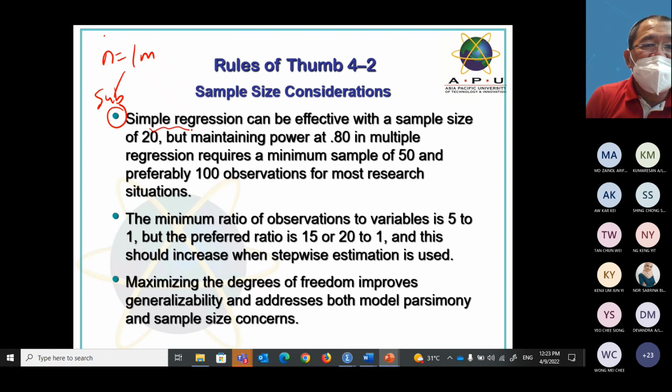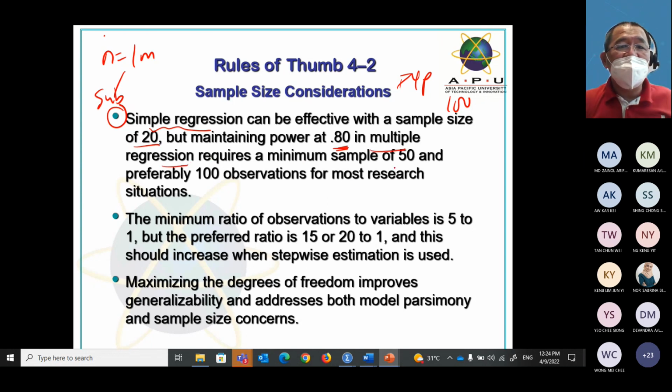Simple regression can be effective with a sample size of 20, but it is not encouraged, because even at minimum it should be 100. For your master's, it should be more. You should maintain a power of 0.8 in multiple regression. So the minimum should be 50, but better 100. The ratio is 5 to 1.